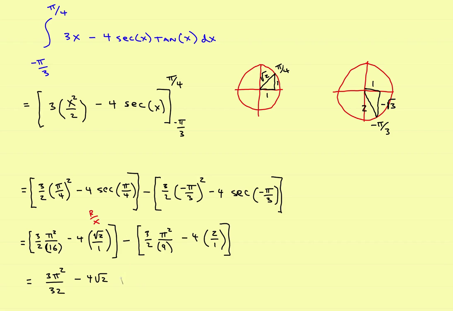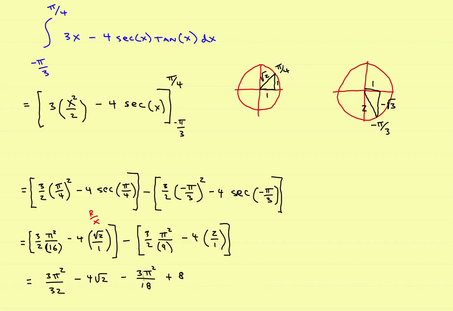So this is going to give you negative 3 pi squared divided by 18. And then finally you've got 2 negatives make a positive. This will be plus 8. And that's going to be the exact answer.